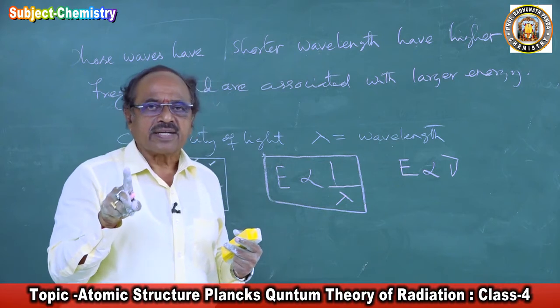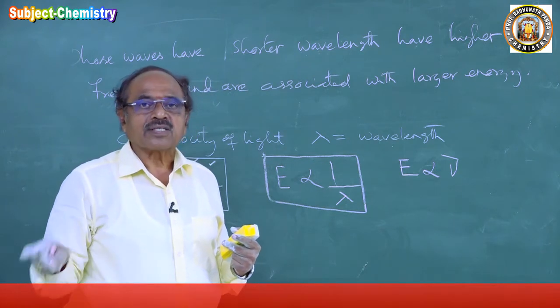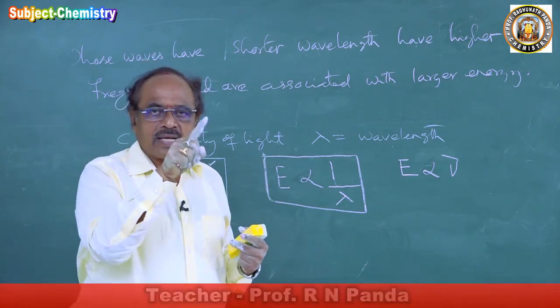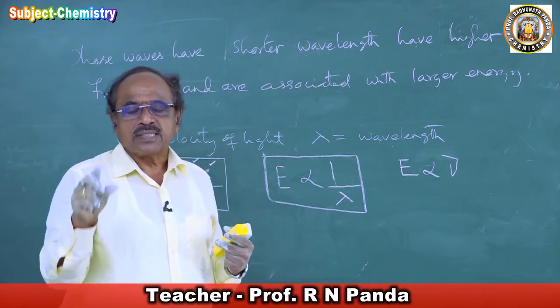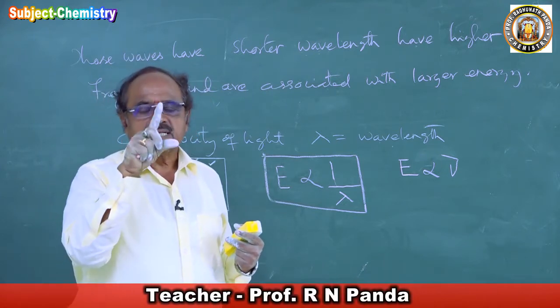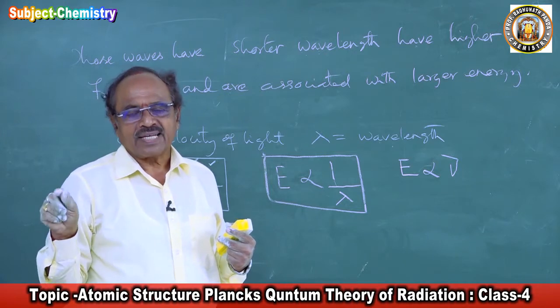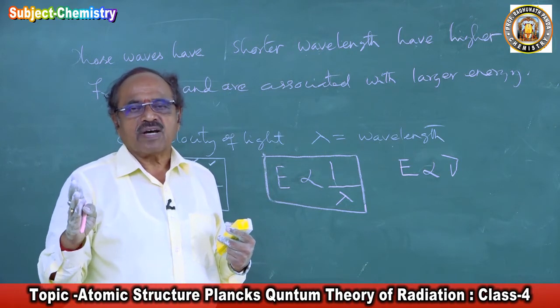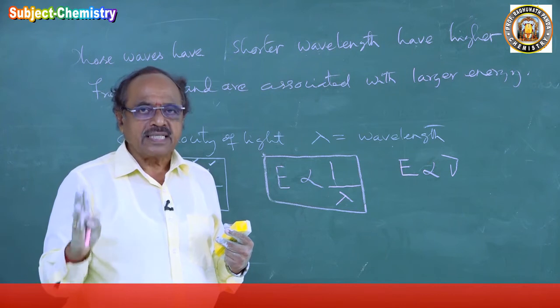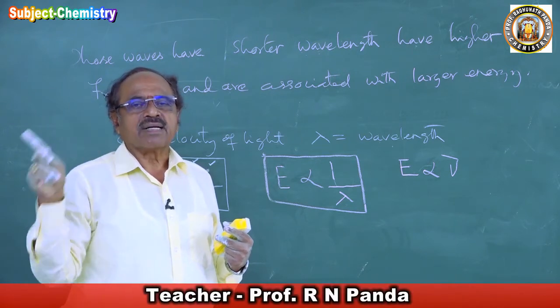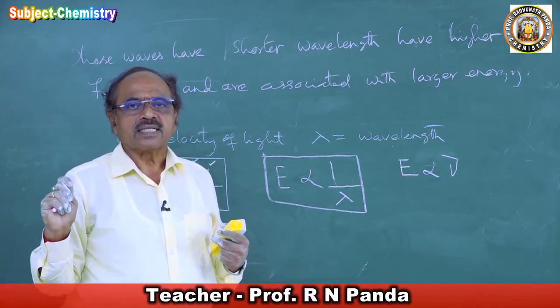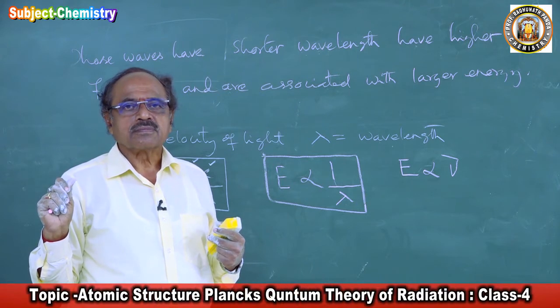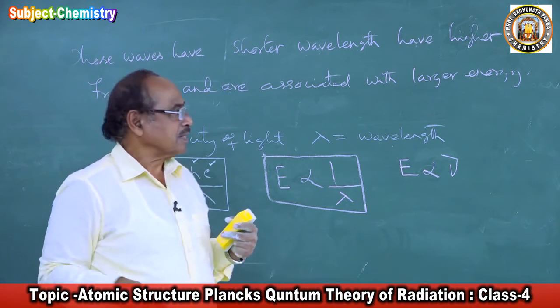We can see the sun ray, but we cannot see the ultraviolet ray. As I have told you, VIBGYOR, the violet, and then comes the red. So after violet comes ultraviolet. We can see the violet ray of the sun, but not the ultraviolet. So this is the thing.